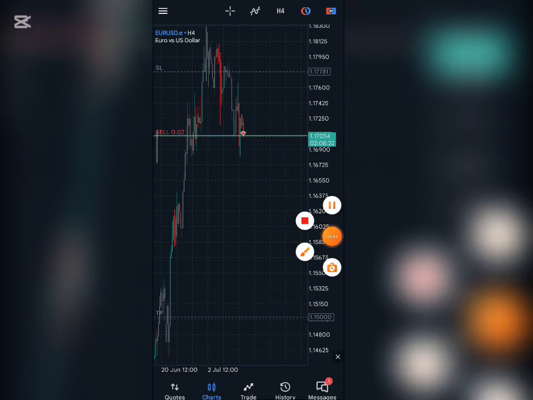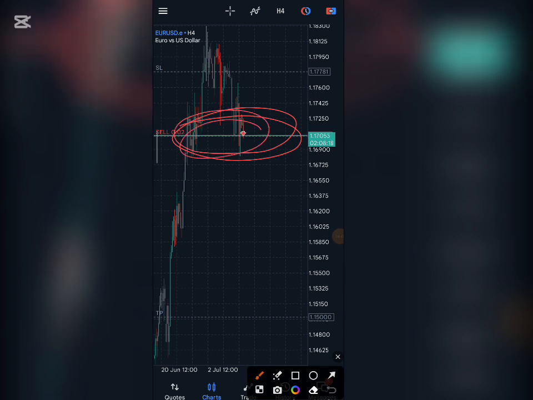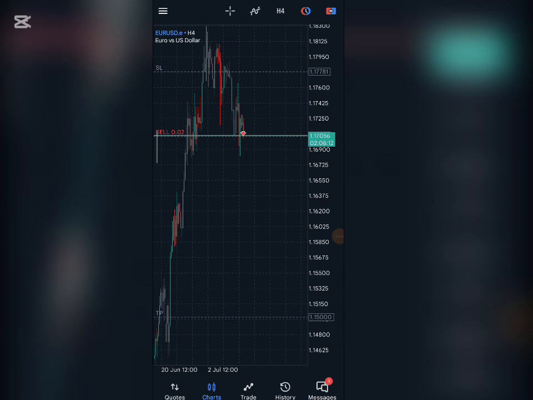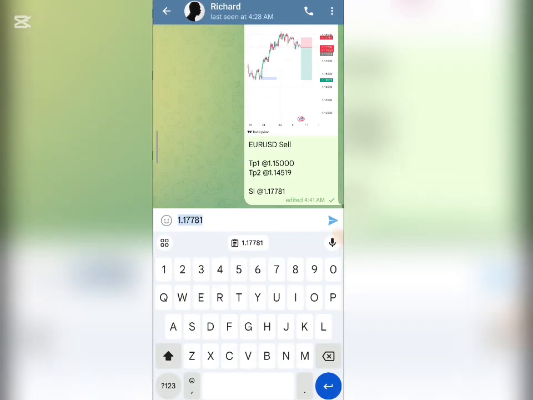So now, if you can see this, this is my trade. This is my entry, this sell. I don't know if maybe you'll be able to see that in your MT4, but I'm using MT5, like I said. Do you understand what I'm saying? So that is about sell order.